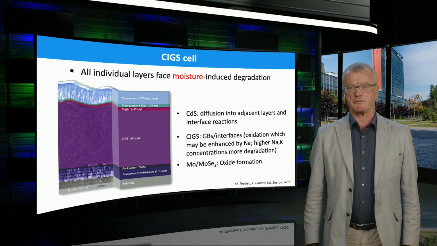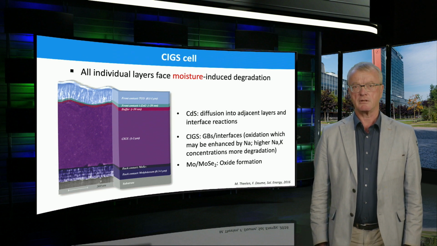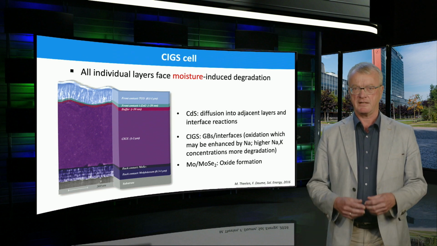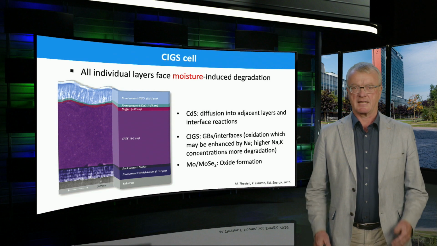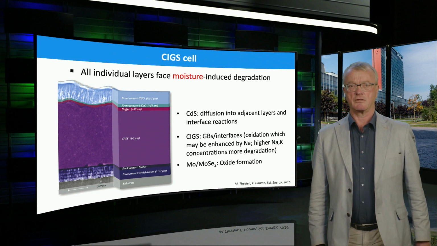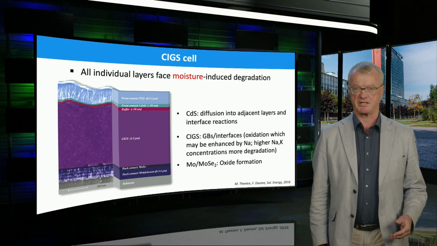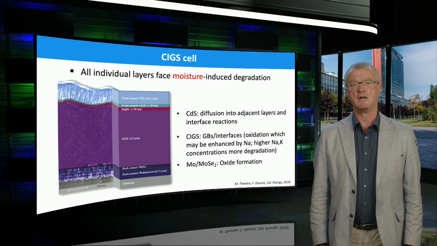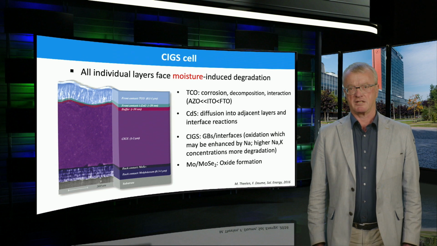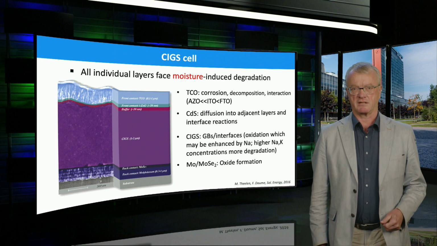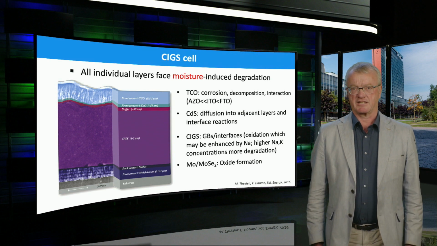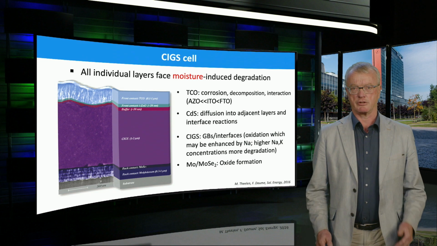For the cadmium sulfide buffer layer, diffusion of cadmium and sulfur into the adjacent layers and chemical reactions at the interfaces could occur under damp heat condition, resulting in performance degradation of the solar cell. For the TCO layer, the stability could be influenced by ion migration, material decomposition, and interactive reactions at the adjacent layers, such as the cadmium sulfide buffer layer.